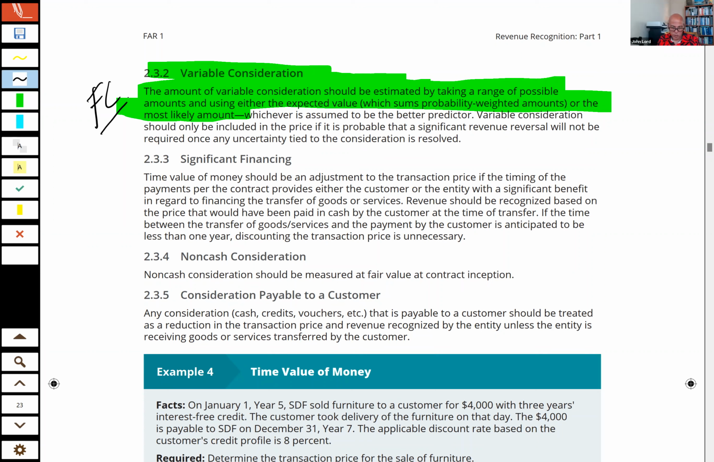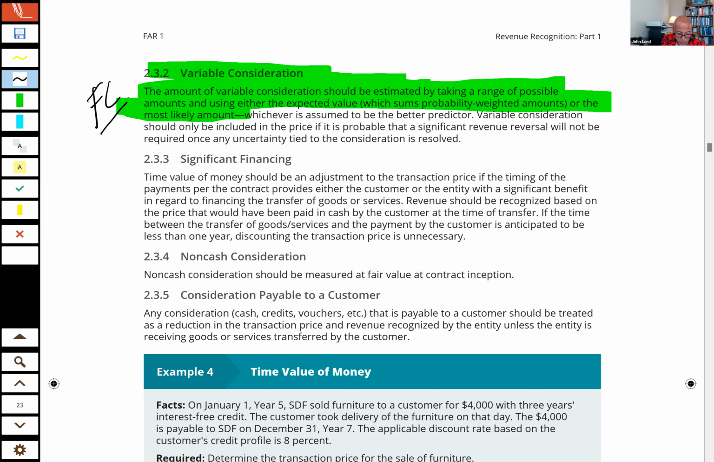Just to make up a quick example here, they'll say the price will be this if this happens, but it will be that if that happens, and it'll be this amount if that happens. So what you would do is assign a probability to each one of those variables, and then you would come up with an expected value for the overall contract. And then once you have that, if it was a single performance obligation, you'd allocate the entire estimated expected value to that one, or you would have to allocate it amongst more than one performance obligation.